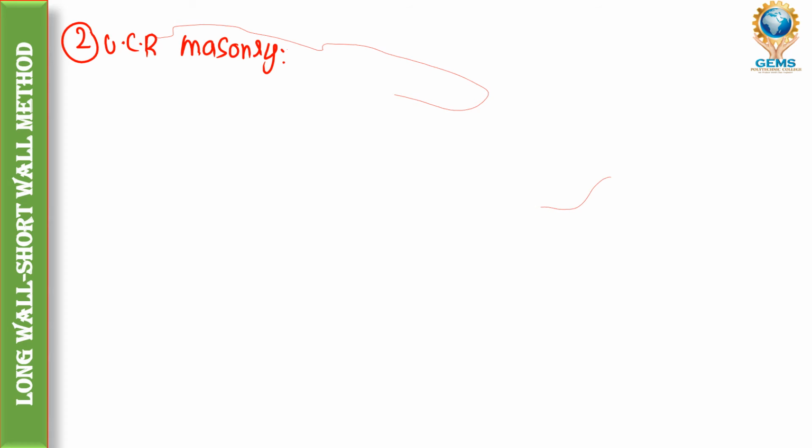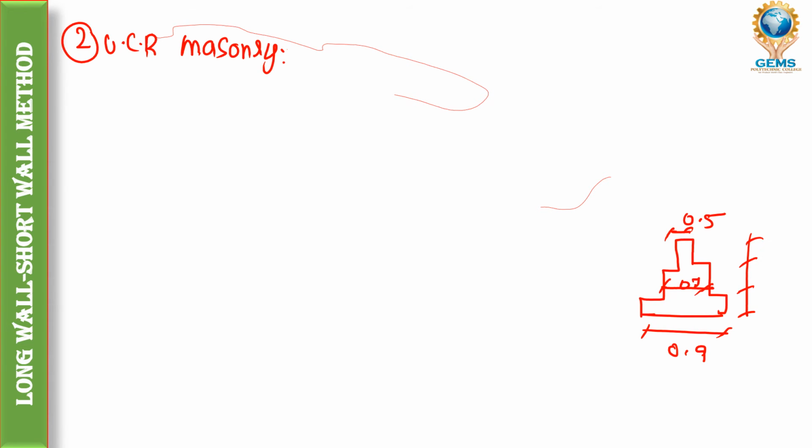Okay, so we will just draw the section diagram so we can easily calculate using this. The breadth of the first one is 0.9, the second is 0.7, and the third one is 0.5. For here it will be 0.5, 0.6.